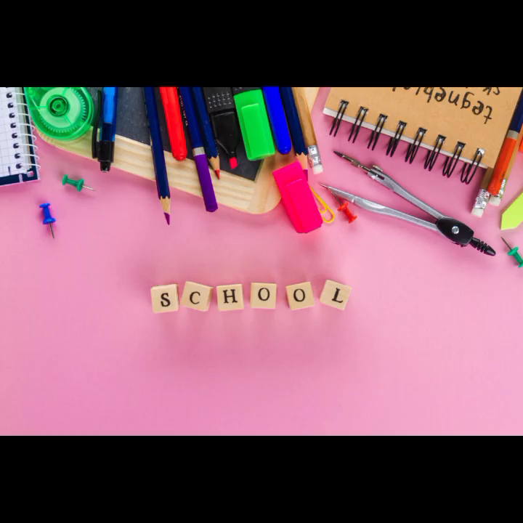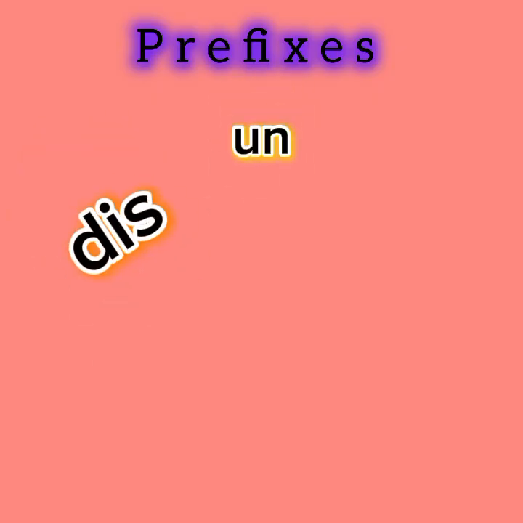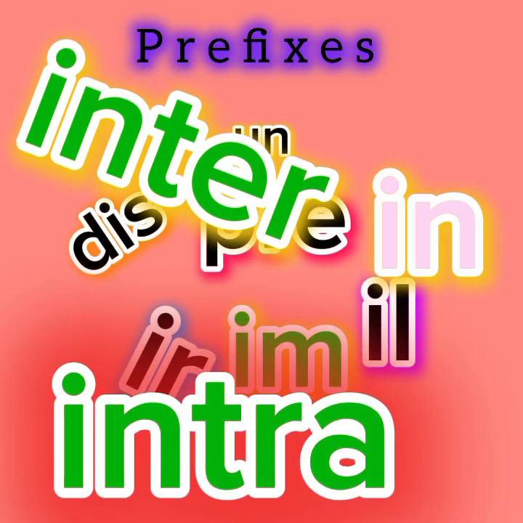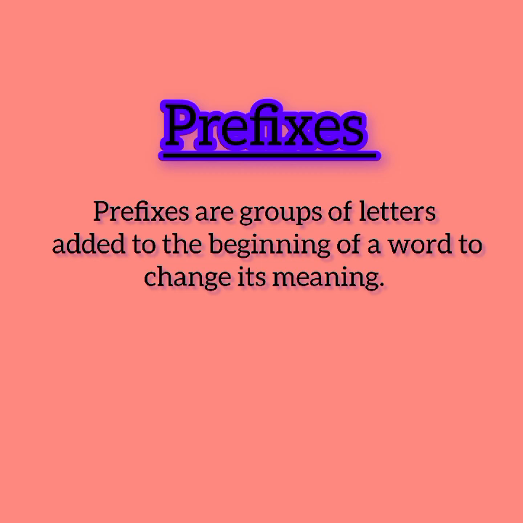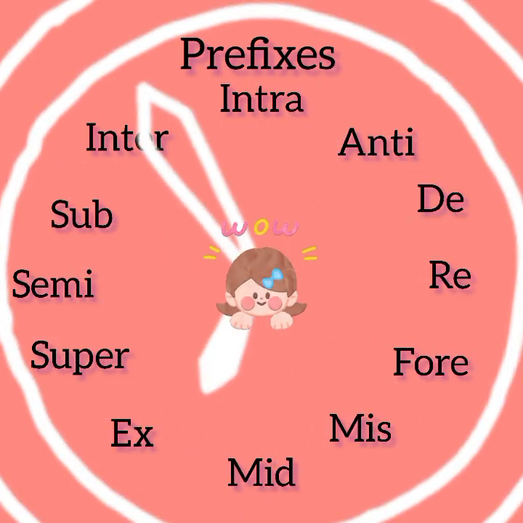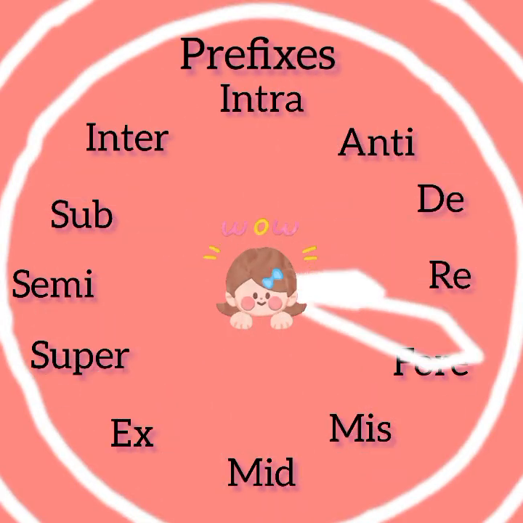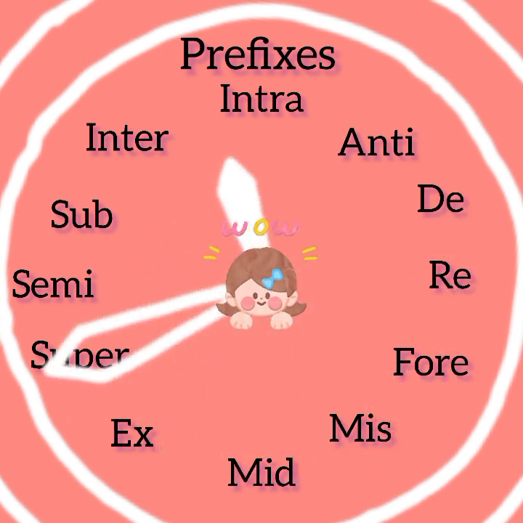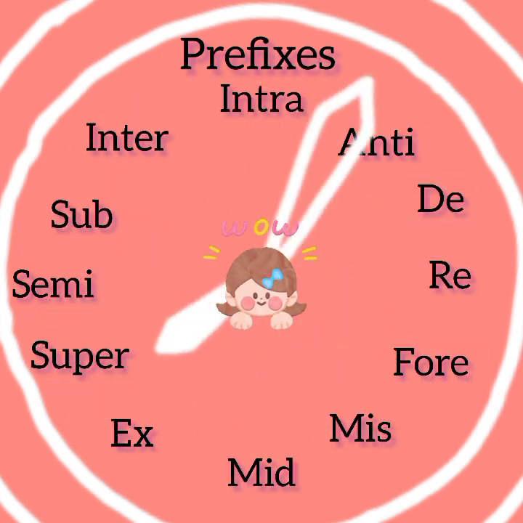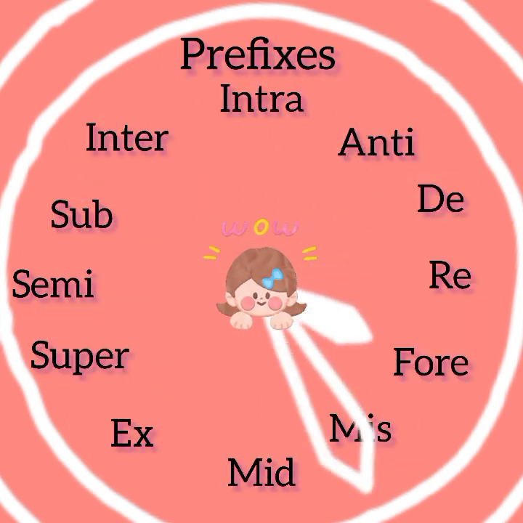Hey learners, today we are diving into our last lessons about prefixes, those small word parts that can totally change the meaning of a word. We all know that a prefix is a group of letters added to the beginning of a word to change its meaning. And today we will explore 12 more prefixes which are commonly used in academics. So let's start. First up, we have anti.